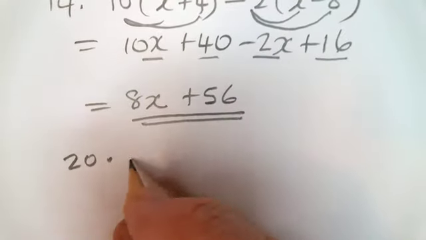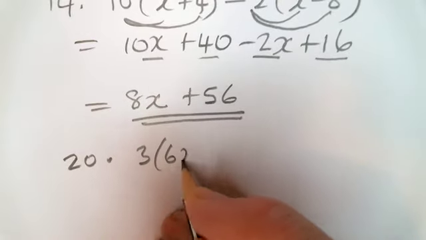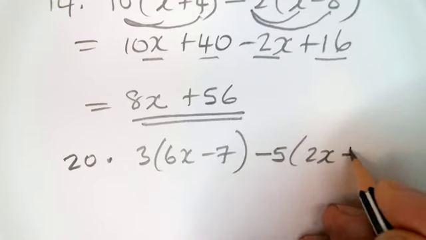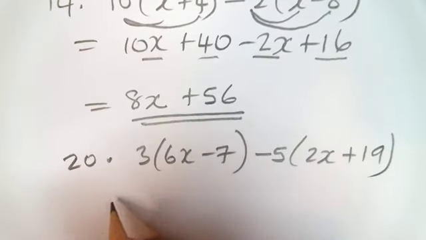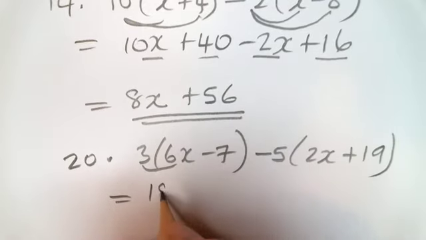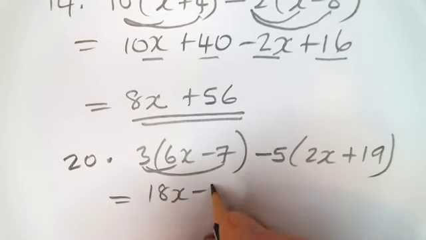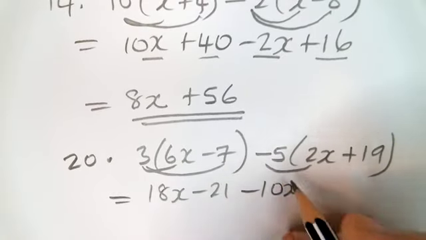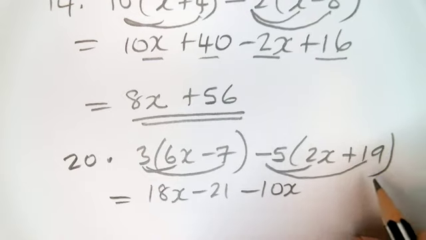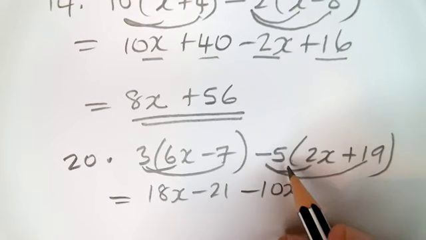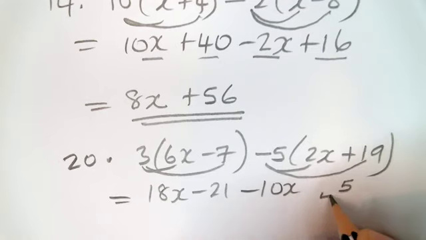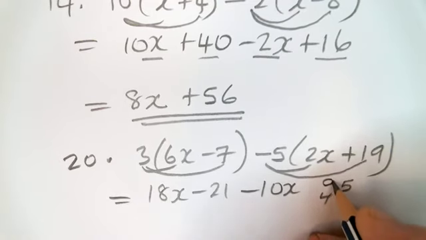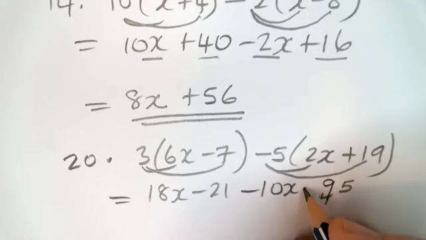So 20, I'll write 20 out here. It's 3(6x - 7) minus 5(2x + 19). Actually, this is quite a straightforward one. So 3 6s are 18x, 3 7s are minus 21, and you got minus 5 times that is minus 10x, minus 5 times 19. 5 9s is 45, 5 1s is 5, and that's 9, so 95. So it's going to be negative 95.